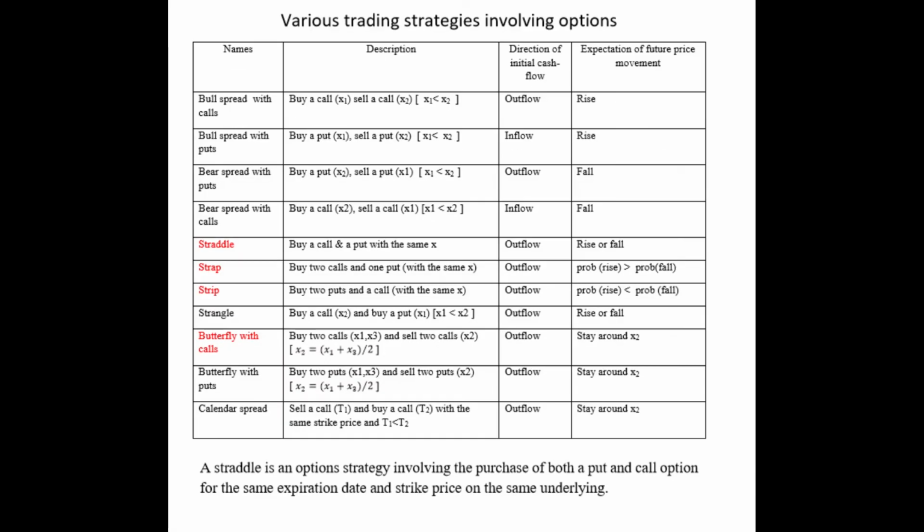There are many different trading strategies with options. We are going to talk about the straddle: buy a call and a put with the same exercise price. A straddle is an option strategy involving purchasing both a put and a call for the same expiration date and strike price on the same underlying security.